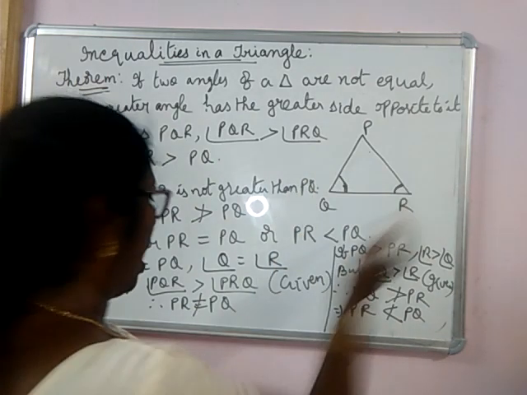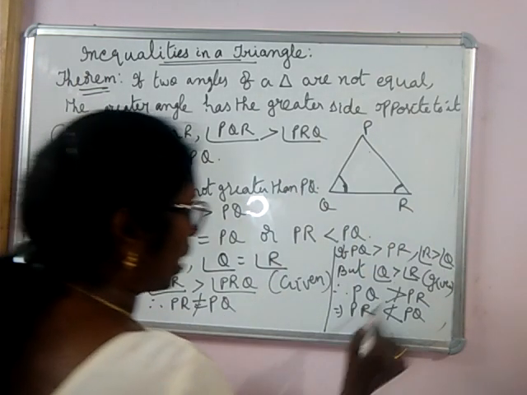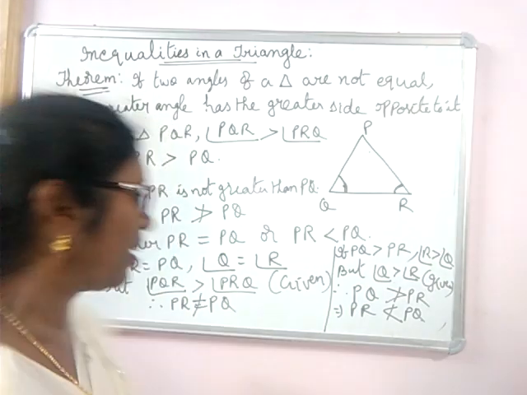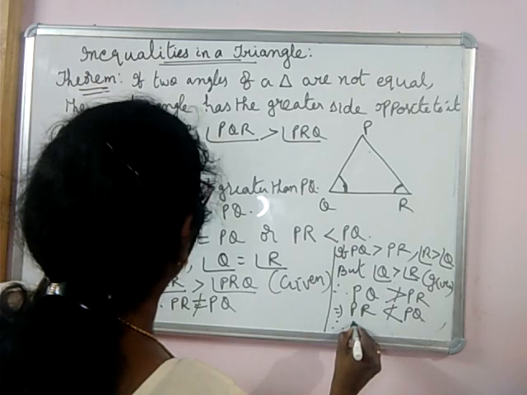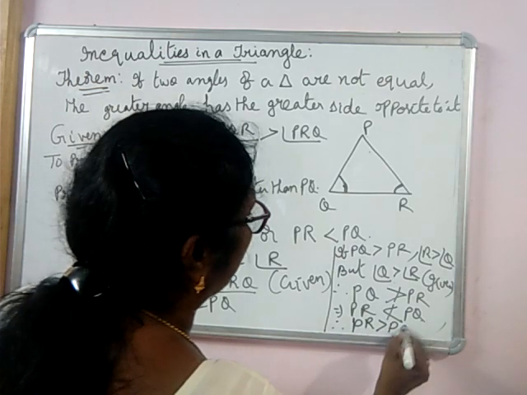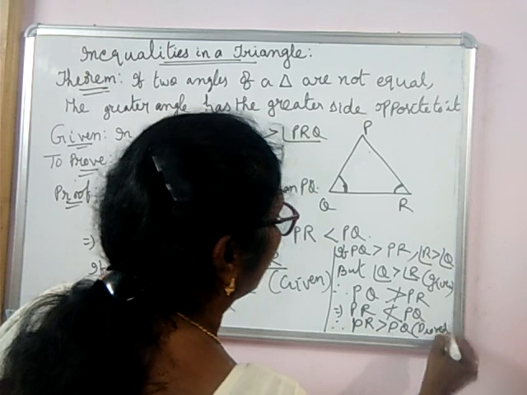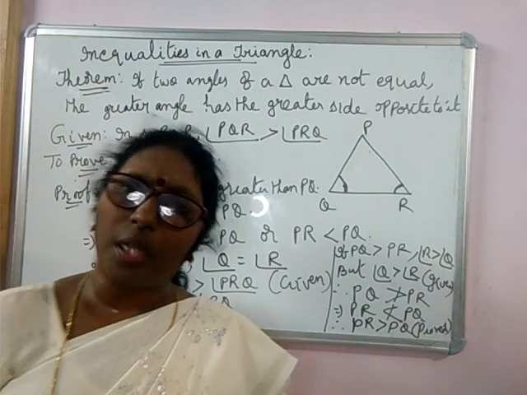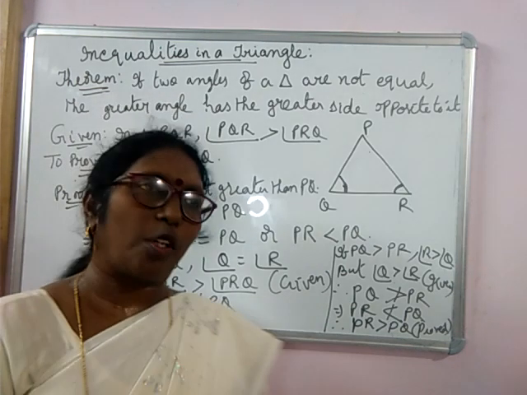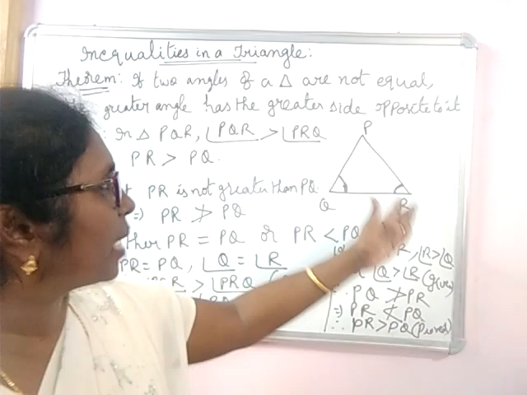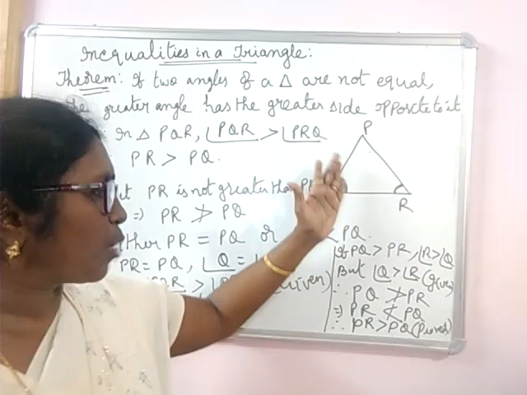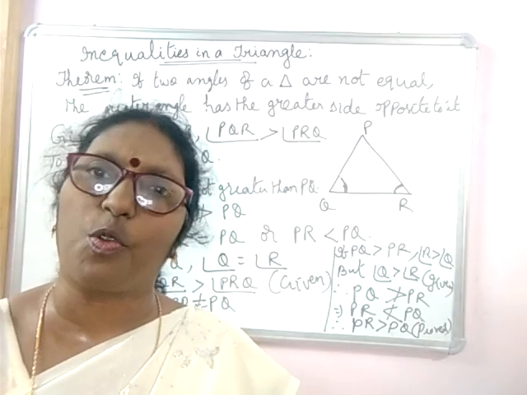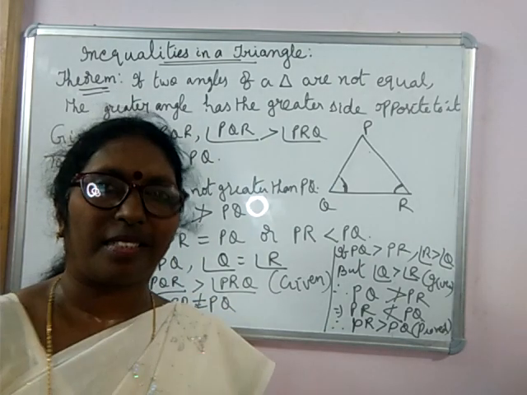PR and PQ are not equal, and PR is not less than PQ. That means what is left out? Therefore, PR is greater than PQ. Proved. Only three situations are possible for two sides. If they are not equal, either they are greater or smaller. If PR is not equal to PQ and PR is not smaller than PQ, then PR is greater than PQ. Very interesting proof, this one. I believe you understood and made the concept clear. Thank you.